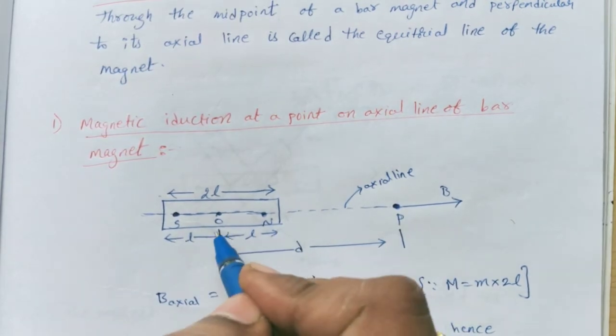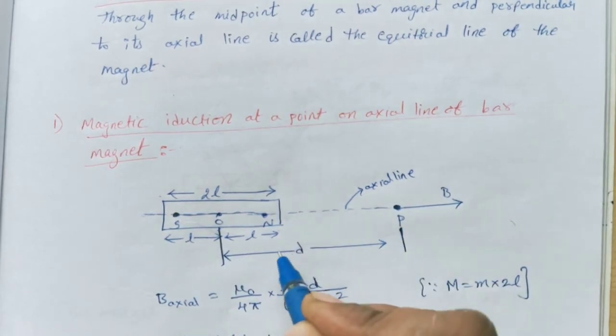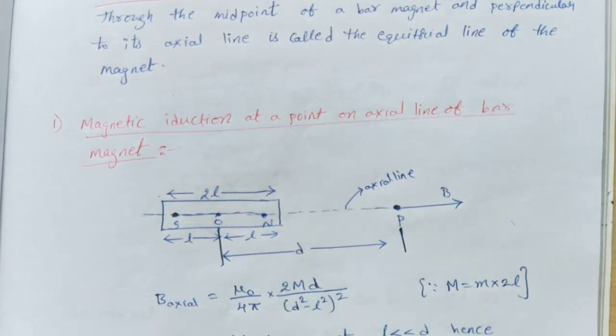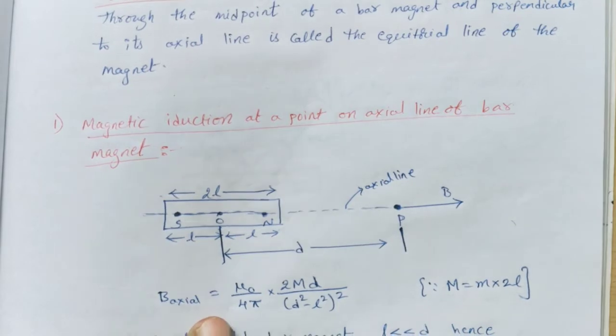Let us observe carefully: from the center of the magnet to this point, how much distance is present? A small d distance is present. One more thing students, magnetic moment is taken as small m into 2L. Small m is taken as the pole strength, and 2L is taken as the length of the magnet.